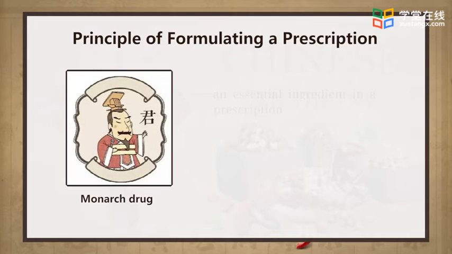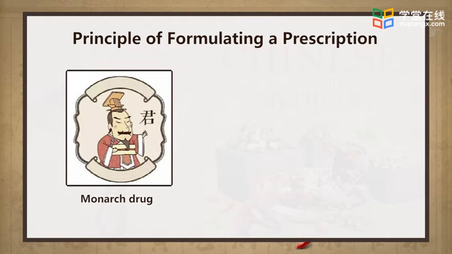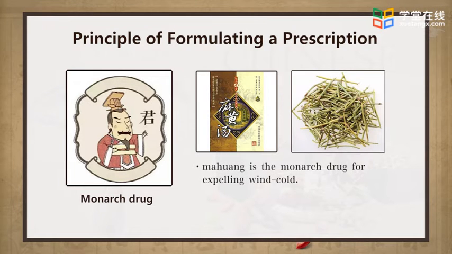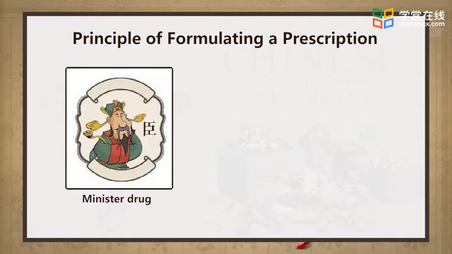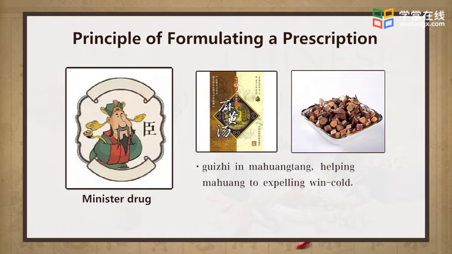Monarch drug means an essential ingredient in a prescription. It plays the leading curative role aiming at the cause or the main syndrome of a disease. For example, in the prescription of Ma Huang Tang, Ma Huang is the monarch drug for expelling cold. Minister drug helps strengthen the curative effect of the monarch drug, such as Gui Zhi in Ma Huang Tang, helping Ma Huang to expel cold.